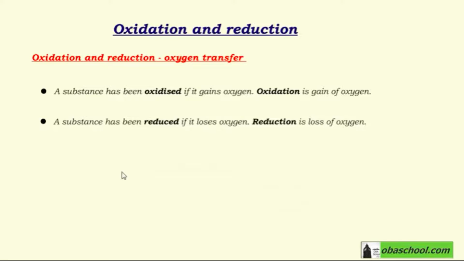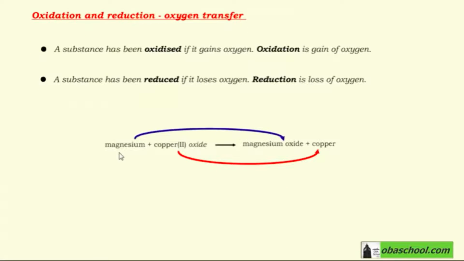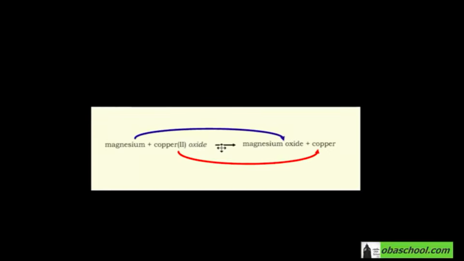For example, we have magnesium plus copper oxide reacts to give magnesium oxide plus copper. So let's see the difference between the reactants and the products. We can see that magnesium turned into magnesium oxide. It gained oxygen, so it underwent oxidation. Magnesium gained oxygen, so we call this oxidation.